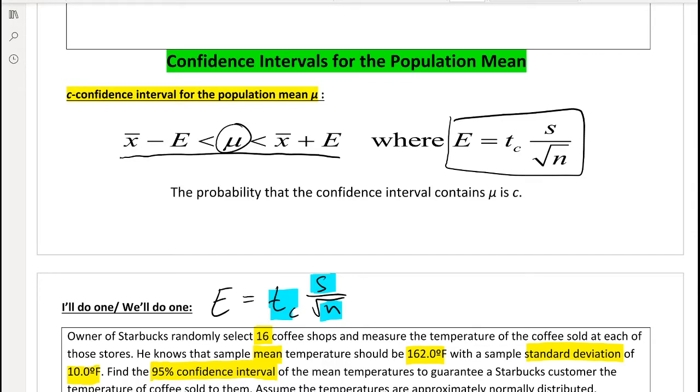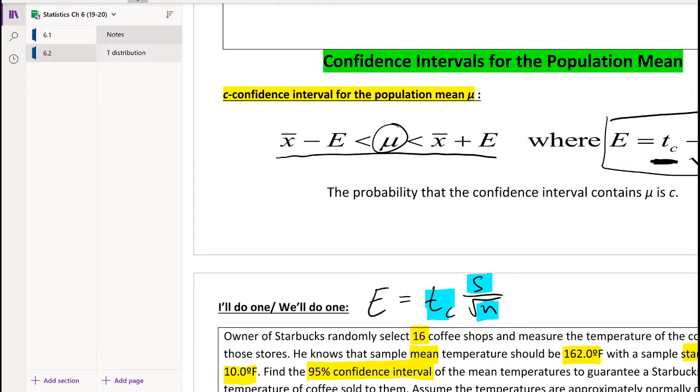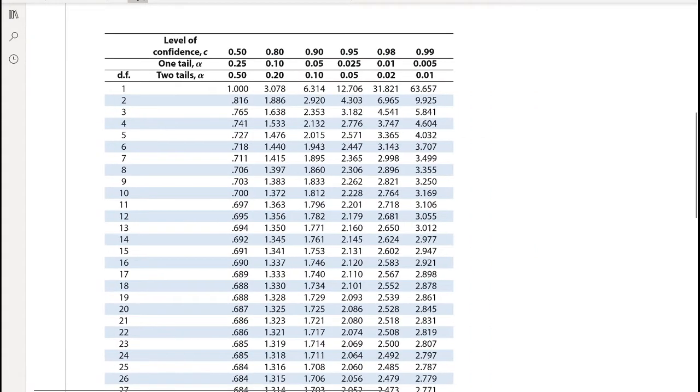Looking to finish up our notes for 6.2 today: confidence intervals for the population mean when our sample size is less than 30. We're using the t-distribution, if you remember from last time. The only thing that really changes is this: the Z critical has now become a T critical, and we use a new chart to find that value. That new chart is on the T distribution right here.